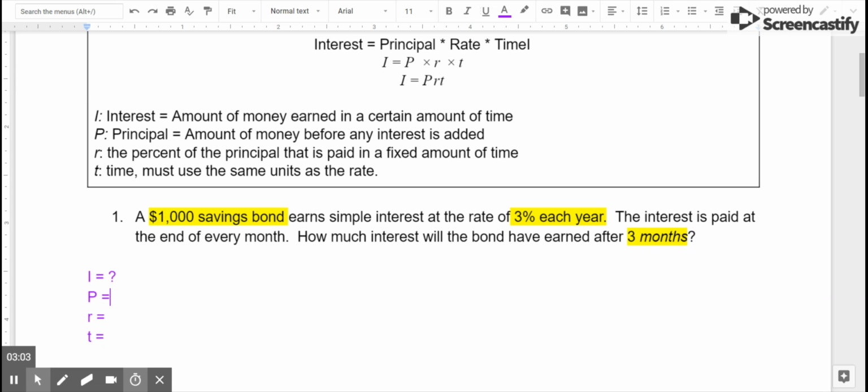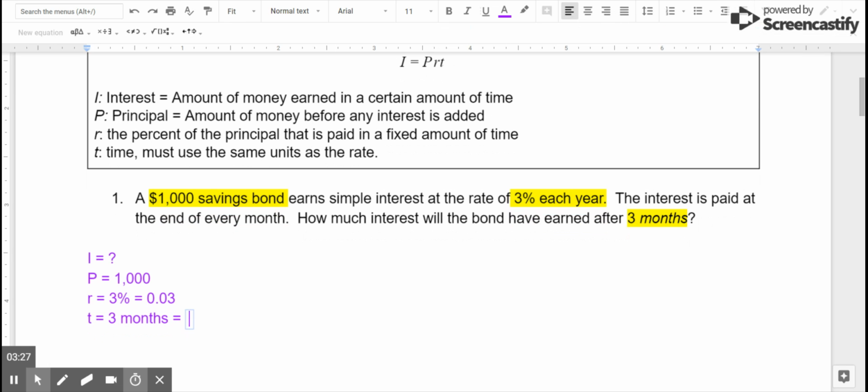My principal, that's the amount of money I started with, or in this case, $1,000. My rate is 3%. Remember, though, to always write your percent as a decimal. So 3 divided by 100 gives me 0.03. And my time is 3 months. The problem is I need that in years. So since there are 12 months in a year, instead of 3 months, I could think of 3/12 of a year, which simplifies to 1/4 of a year.